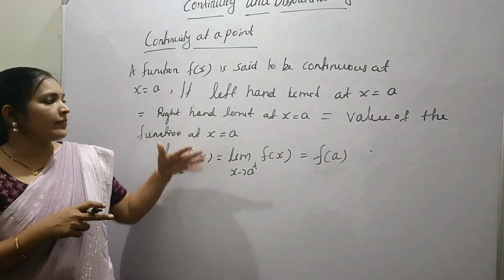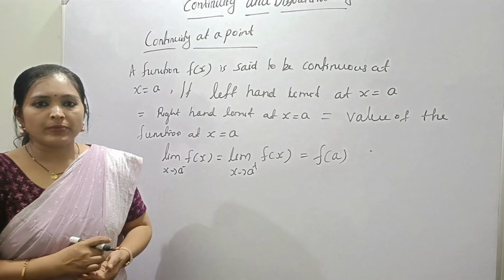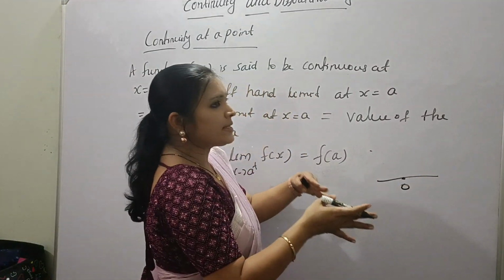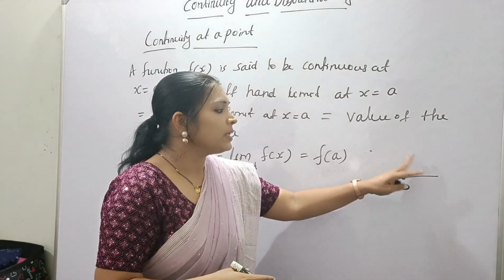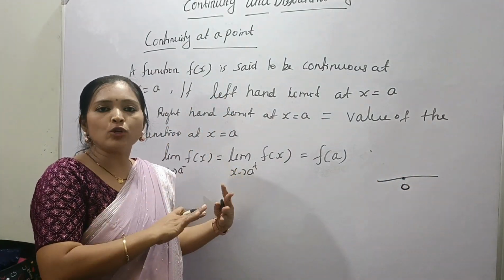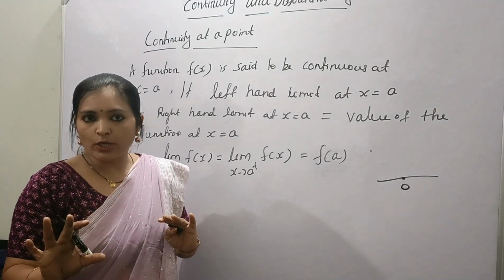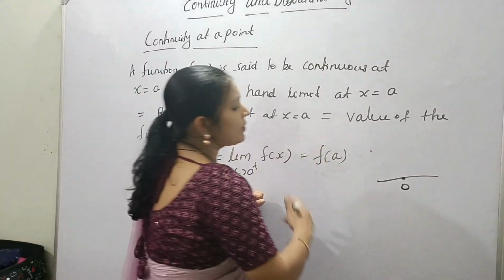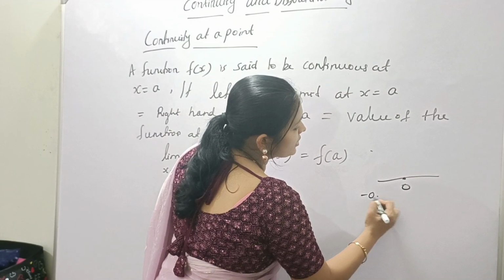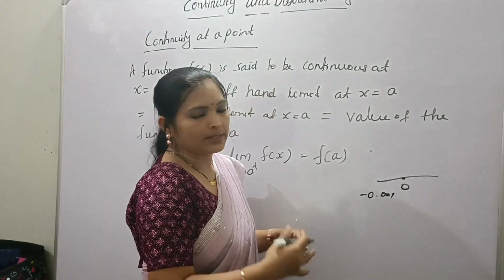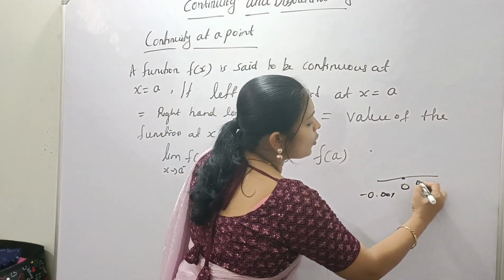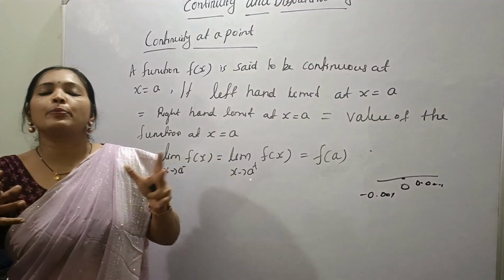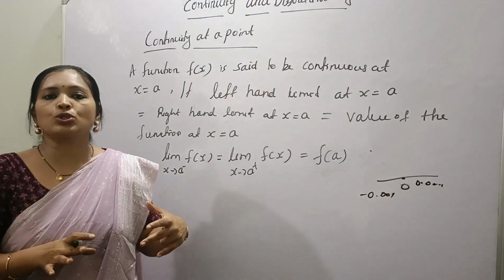So what is the left hand limit at x is equal to a? See here, if the point is 0, what is left of 0? It is a value approaching 0 but not 0, approaching from the left, that is less than 0, like minus 0.0001. Right of 0 means values like 0.0001. That is, not equal to 0 but approaching very close to 0.